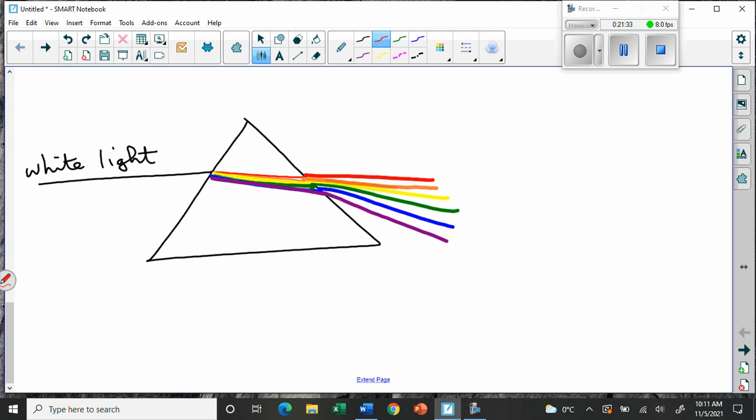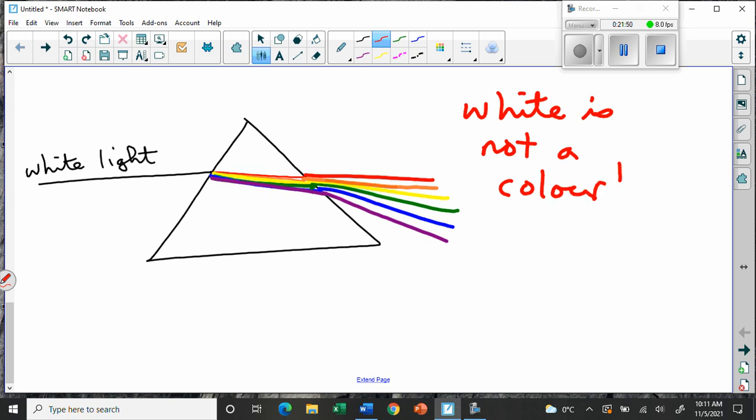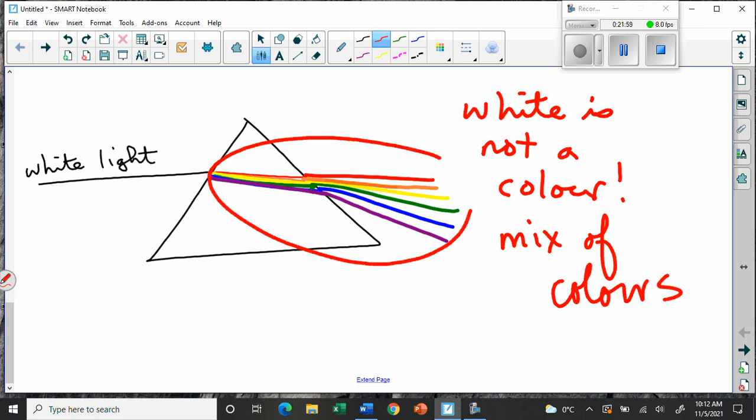And this is because of an interesting property of light rays. But what it showed Newton was that, hey, wait a minute. White light is not really a color at all. White is not a color. It's a mix of colors. Light is a mix because we've been able to separate them out using this prism, the rainbow effect. So that's an important thing to remember, that white light is a mixture of colors.